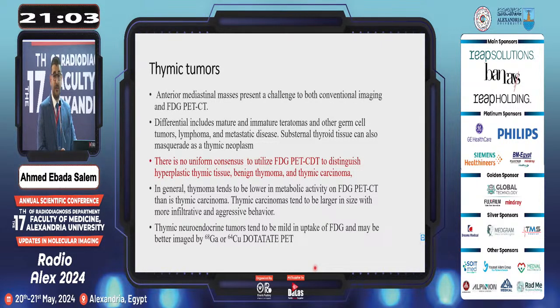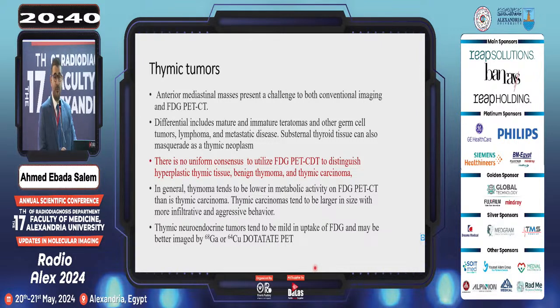There's no uniform consensus whether PET-CT can accurately distinguish between thymomas and thymic carcinomas, but in general, it has been suggested that thymomas tend to be lower in metabolic uptake as well as soft tissue invasion compared to thymic carcinomas, which is often associated with aggressive behavior invading the chest wall and increased uptake.